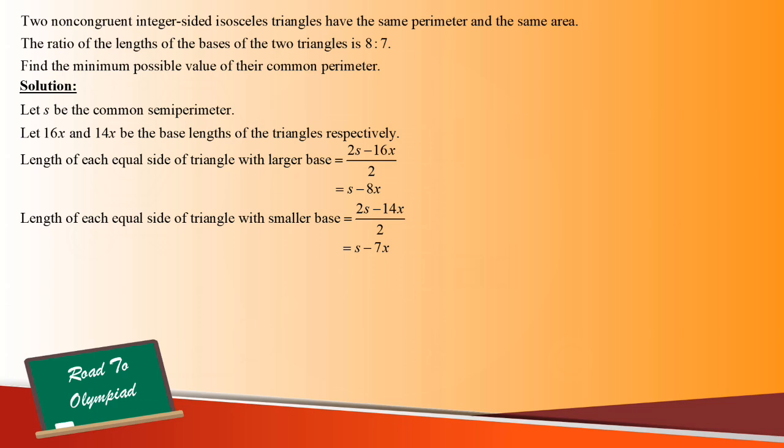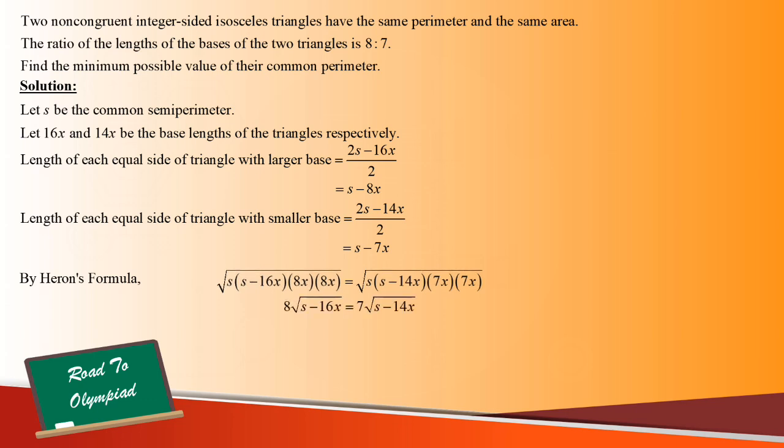Getting all three side lengths of the triangles, we can now calculate the area of each triangle by using Heron's formula. Here, the area of the triangle with the larger base is this one, and the area of the triangle with the smaller base is this one. It is given that the areas of the triangles are equal, and we can simplify the equations to get this one. Squaring both sides and rearranging the equations, we get 15s equal to 338x.